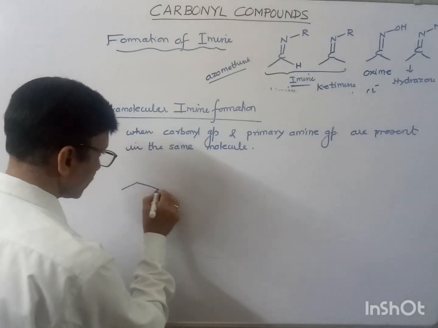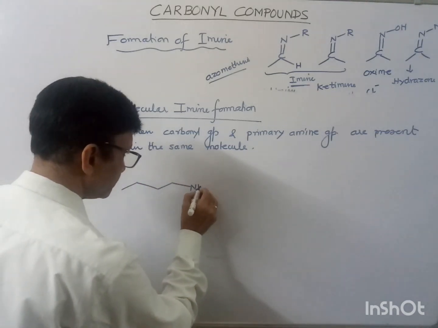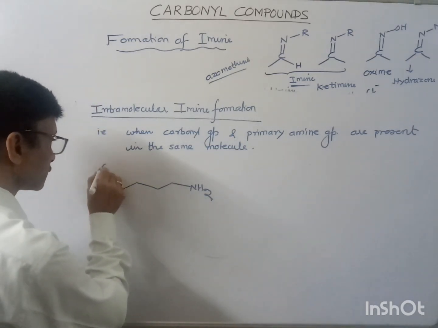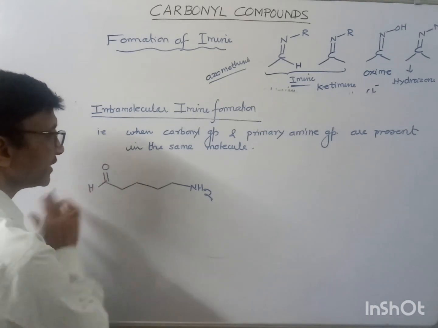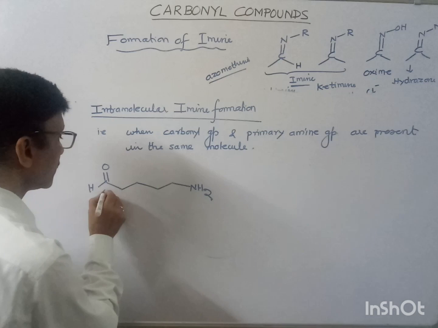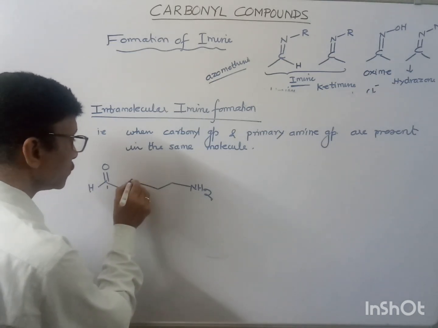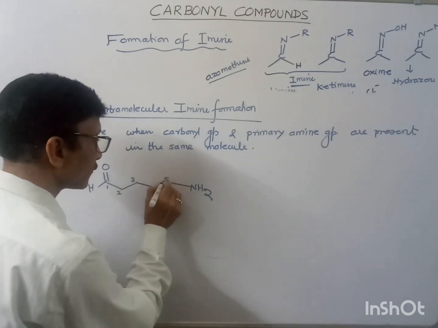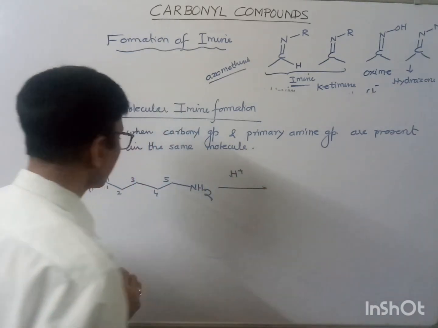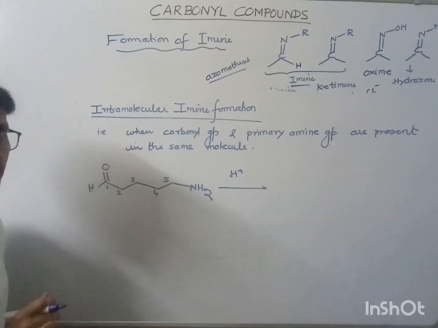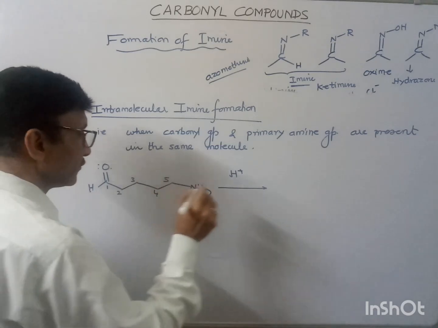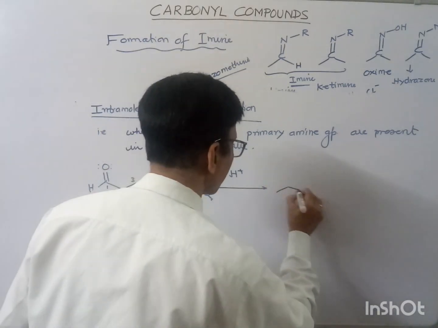Now suppose we have this carbonyl aldehyde and this amine. As you can see, the aldehyde and amine are present in the same molecule. Suppose this is 1, 2, 3, this is 4, this is 5. Now in the presence of mild acid, first of all, what will happen? This will get protonated.